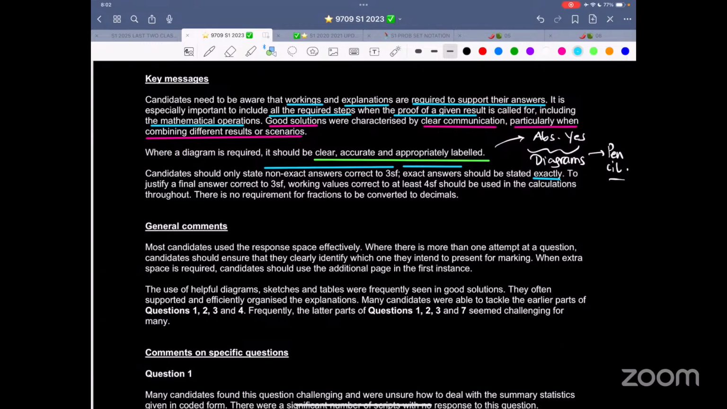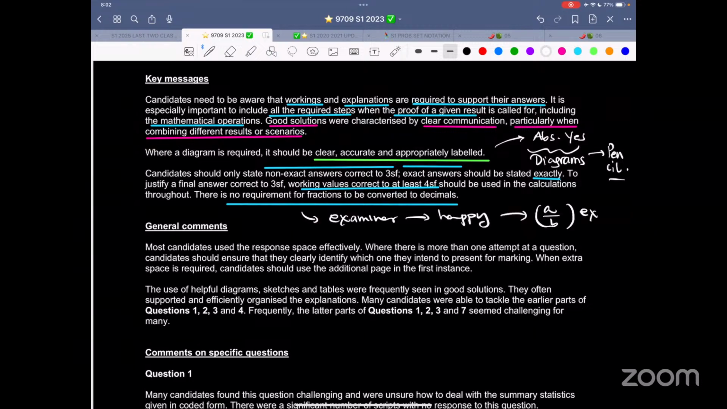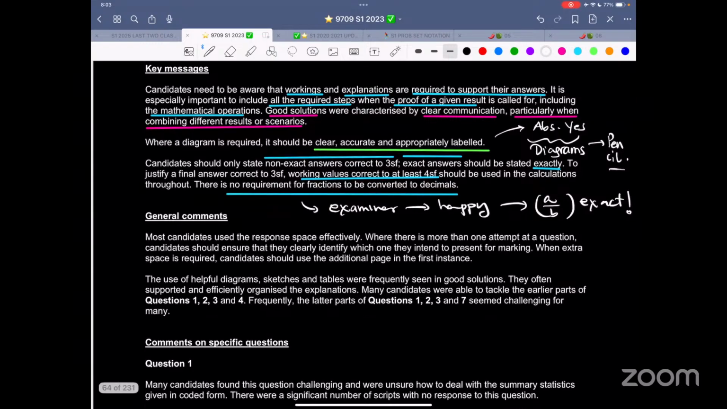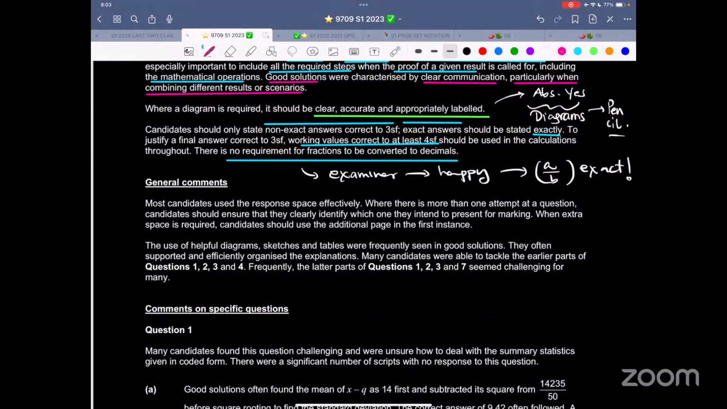To justify a final answer correct to 3 SF, working values correct to at least 4 SF should be used in the calculation. Throughout, there is no requirement for fractions to be converted to decimals. What does this statement mean? That means the examiner is more than happy to receive answers in fractions because fractions are exact. So if the original question is in fractions, why would you torture the examiner with all the significant figures? Just work in exact form. Got the idea?